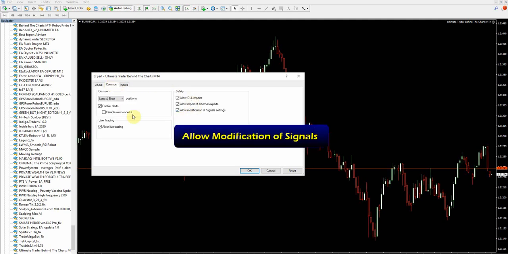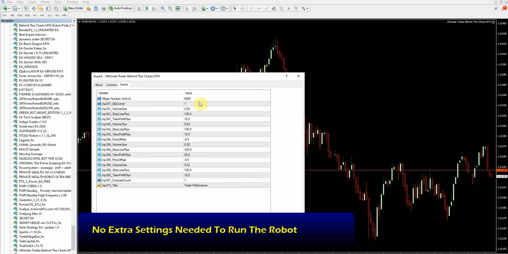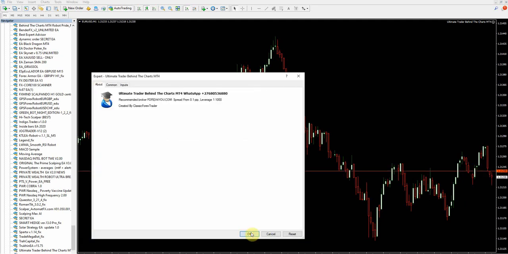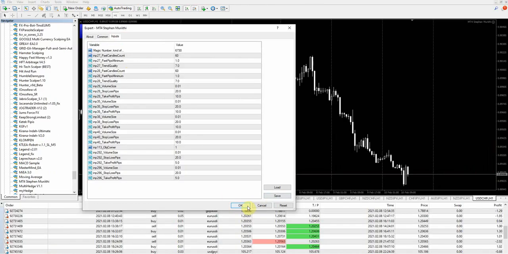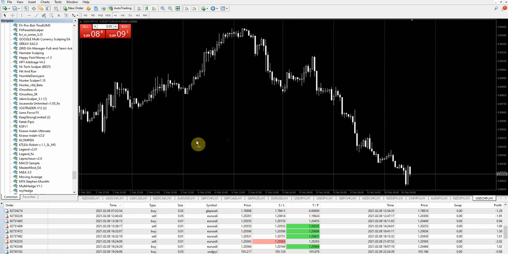Tick the box that says Allow modification of signals. You don't need to add any extra settings to run the robot. It's pre-designed to suit the lowest trading accounts, but you can change your lot size depending on your preference. Press OK once you are done, and the robot will start with its opening message, as always. But I don't want to run the robot on my real account again, not after my experience with the robot.